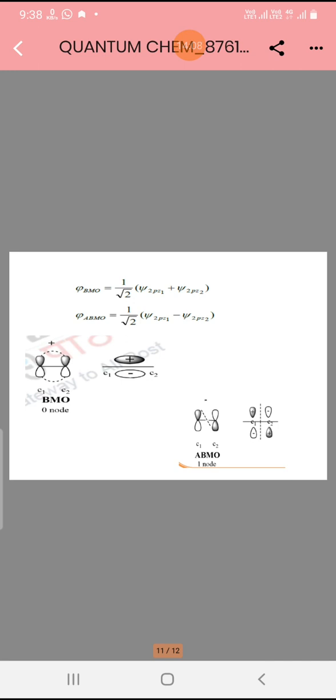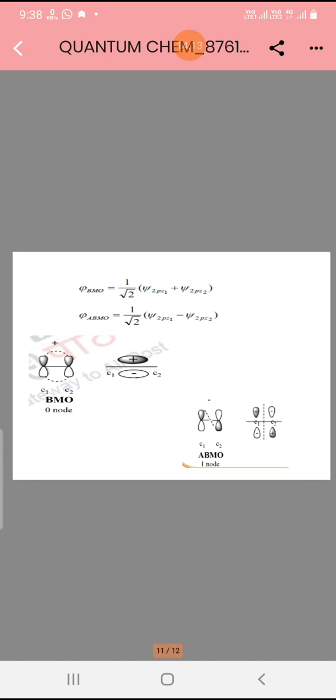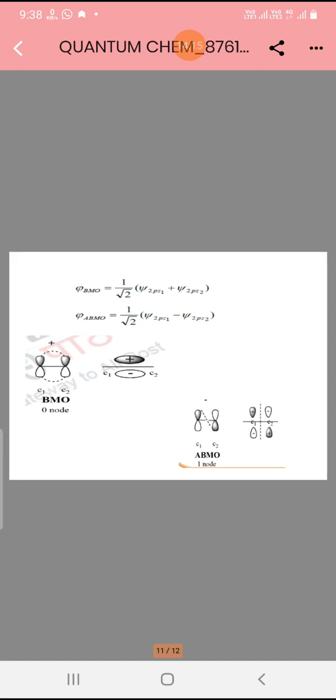The pictorial representation of the bonding molecular orbital and anti-bonding molecular orbital: in the bonding case, the 2pz orbitals of carbon atoms 1 and 2 are of the same sign. These two pz orbitals of the two carbon atoms overlap with each other, and we get this type of pictorial representation. In case these two pz orbitals of the carbon atoms have opposite signs, in the overlapping between the 2pz orbitals we get one node in the anti-bonding molecular orbital, right?